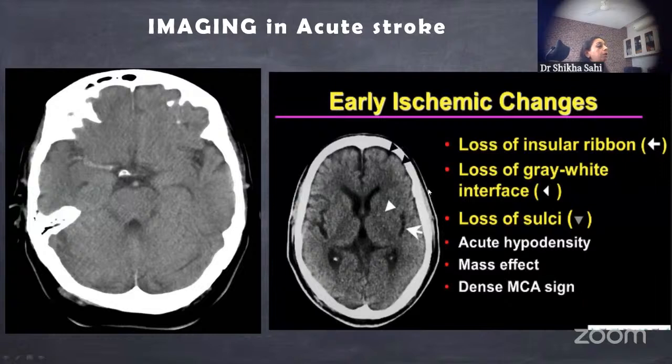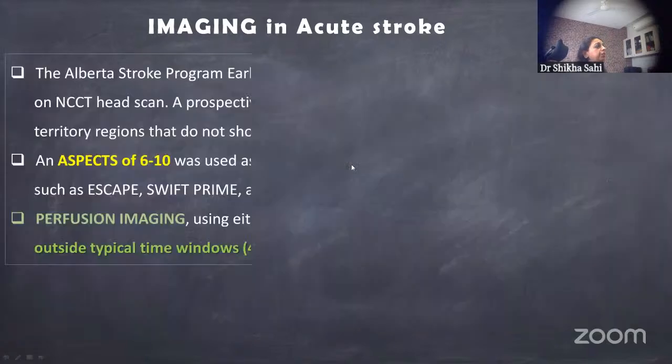So now these are the CT findings. Early changes in the CT scan: you can see a hyperdense MCA sign. There is loss of insular ribbon, loss of gray-white matter differentiation, loss of sulci. So these are the early ischemic changes which are seen in CT.